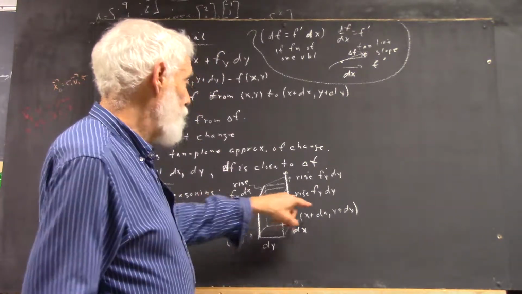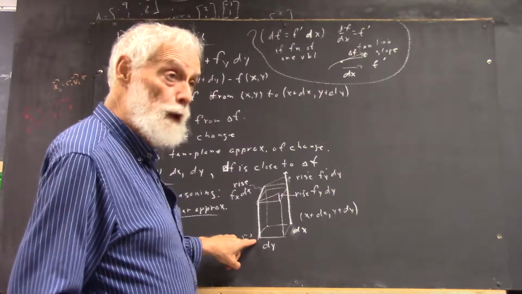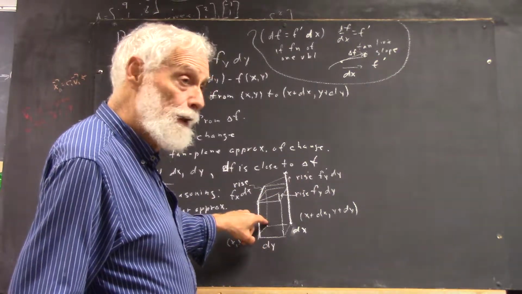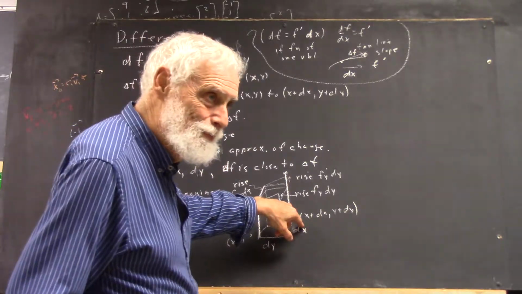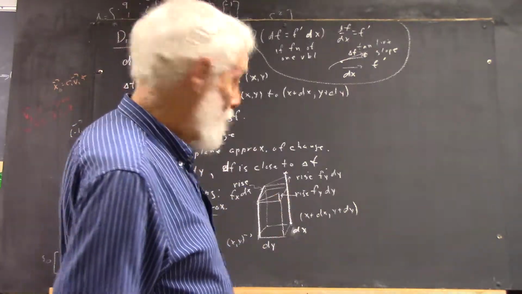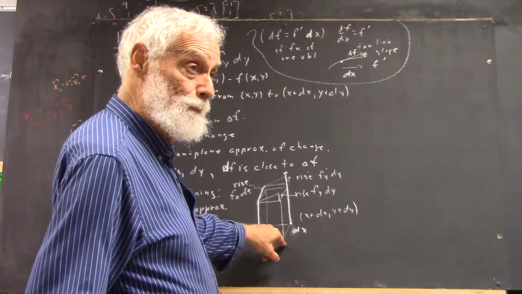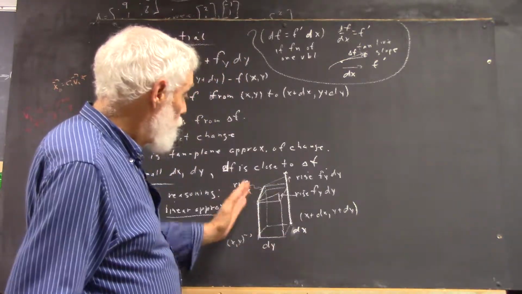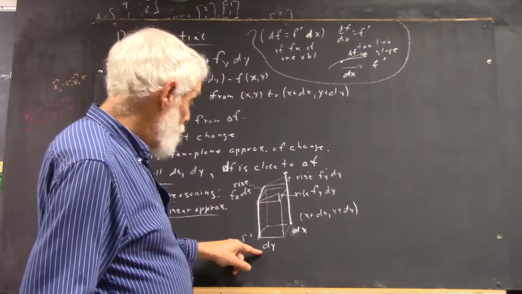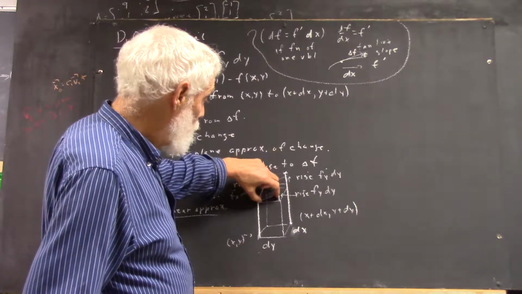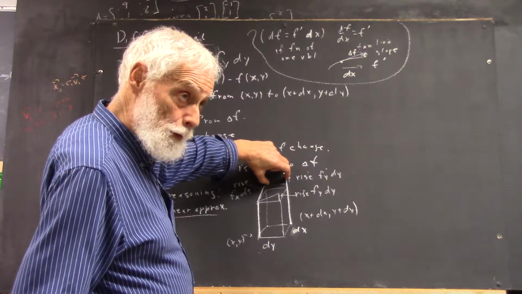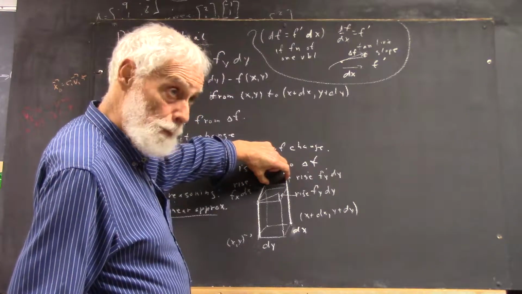Implicitly, fx and fy are evaluated at (x, y), not at (x plus dx, y plus dy), right? At this point, not any of these. So based on the values at this point, based on the slopes at this point, we have these triangles. We use a triangle similar to this one over here, knowing that it's going to be a little bit different.